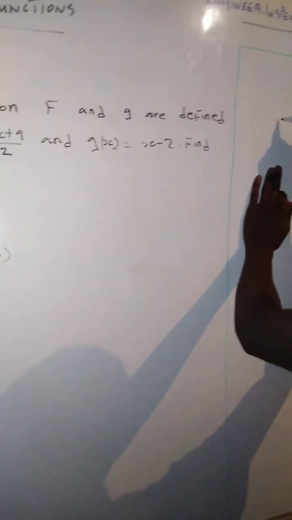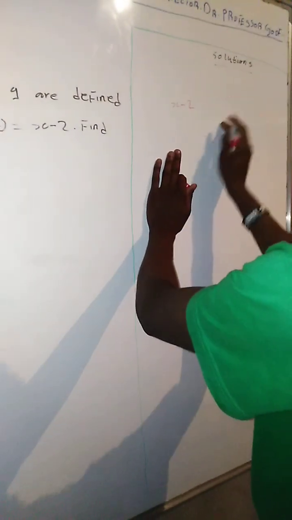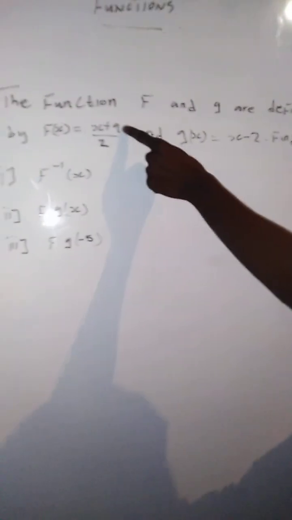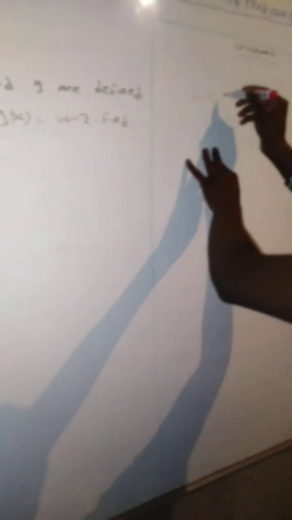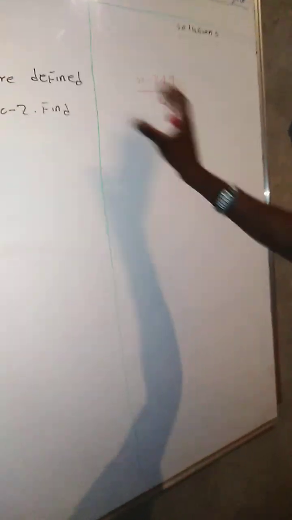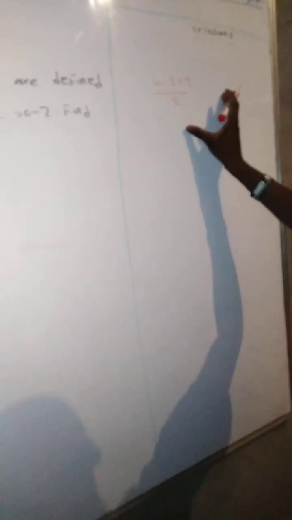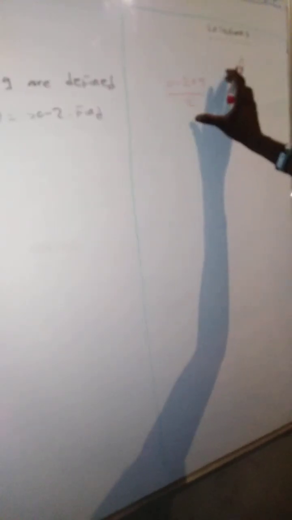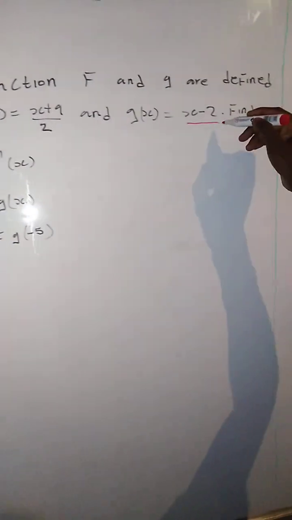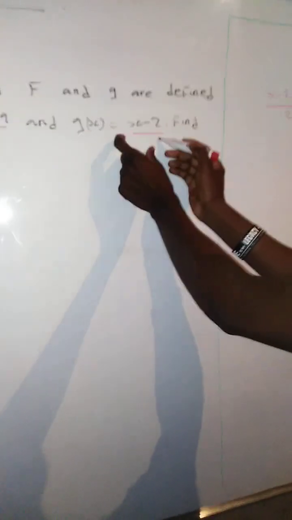So x minus 2. This is my x minus 2. Here what is remaining? Plus 9 over 2. So I'm also going to bring it. Plus 9 over 2. Now we are done. Now this is my fg of x. So inside the function of f, I've put this function, this one. So this function is inside here.